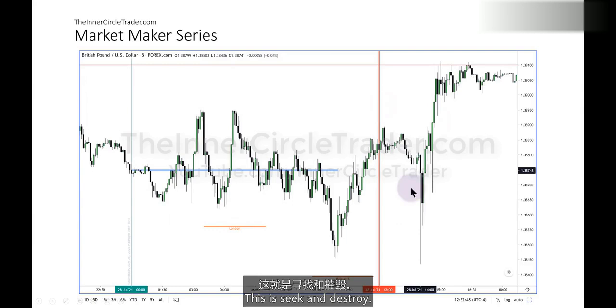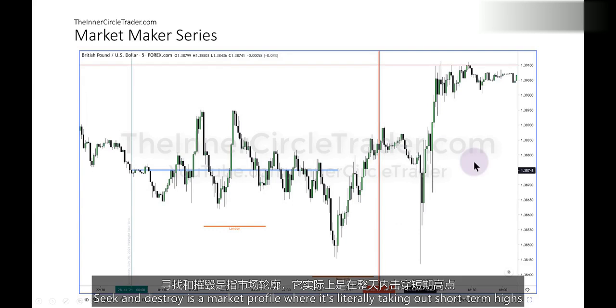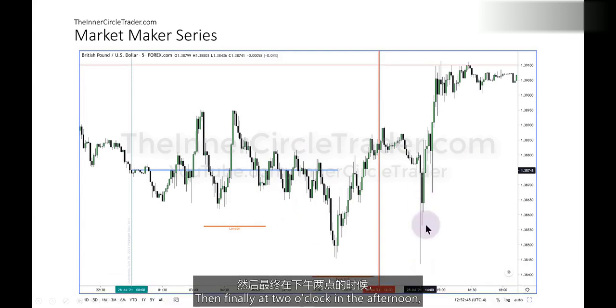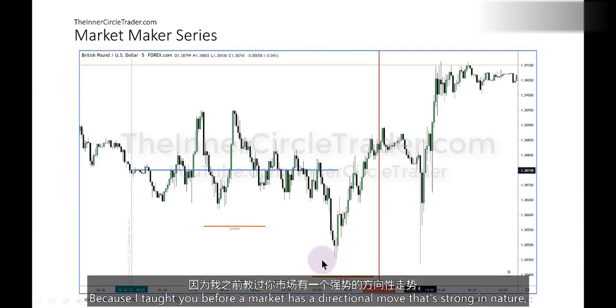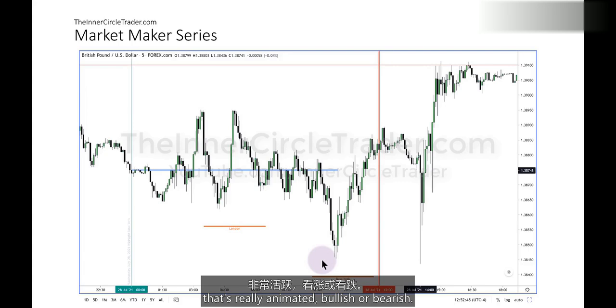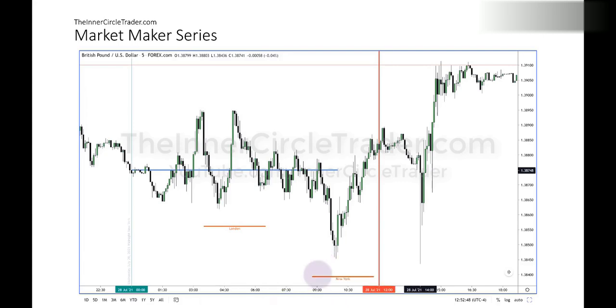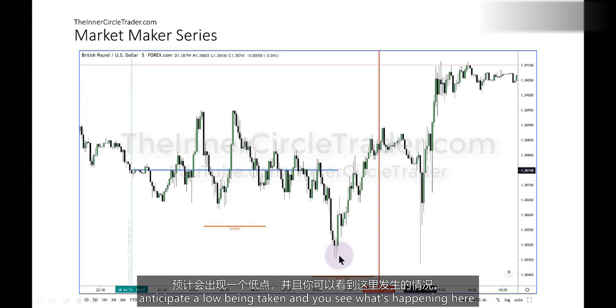This is seek and destroy. Okay, seek and destroy is a market profile where it's literally taking out short-term highs and lows all day long. Then finally at 2 o'clock in the afternoon, when the manipulation enters the marketplace, it takes out the low of the day. Why? Because I taught you before a market has a directional move that's strong in nature, that's really animated, bullish or bearish. If we're bullish, anticipate a low being taken.